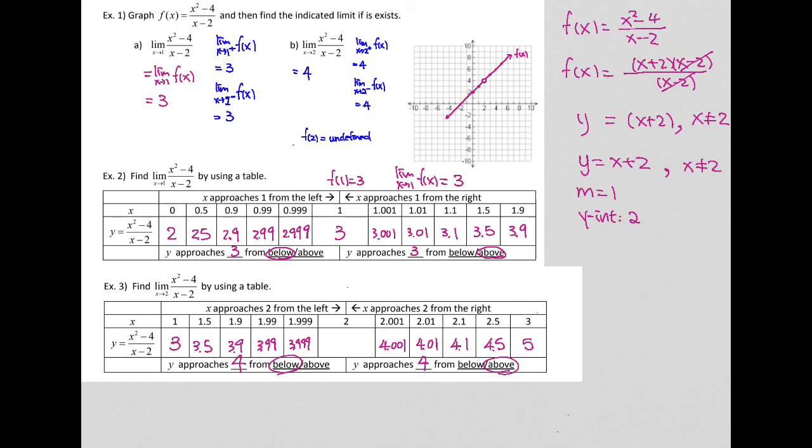And next, let's try this. When x equals 2, what happened to the y value now? You can see this is undefined because the denominator will become 0. So we say f at 2 is undefined. But the limit as x approaches 2 is defined. It's actually 4.